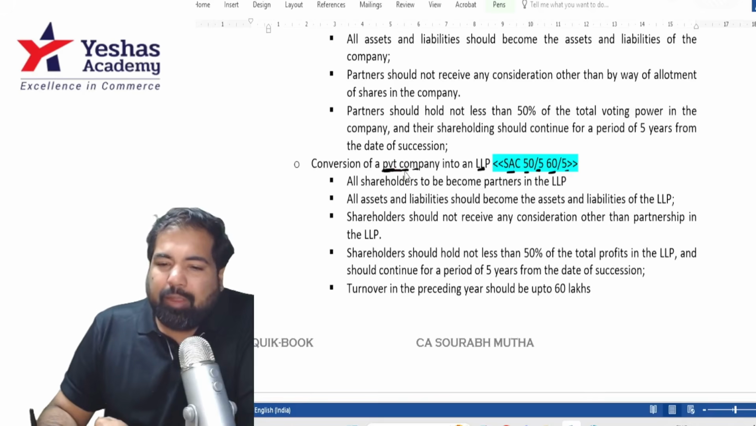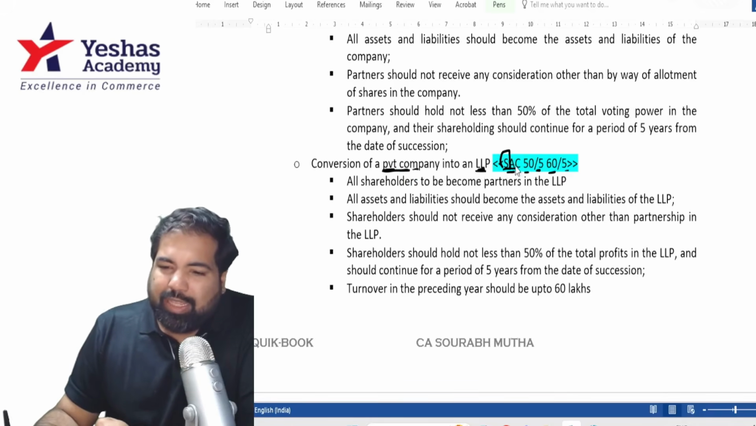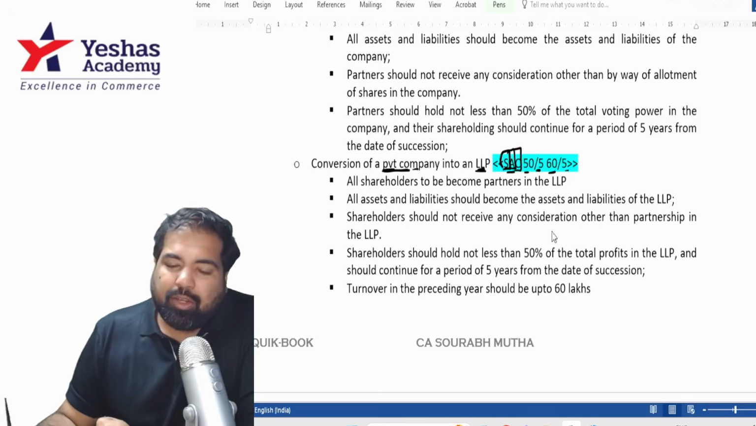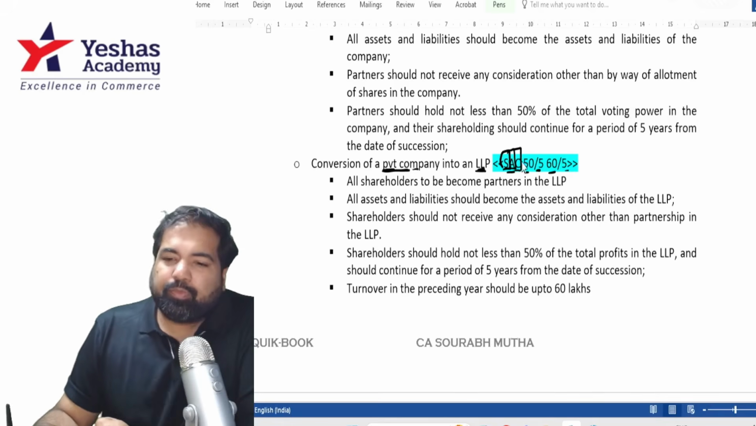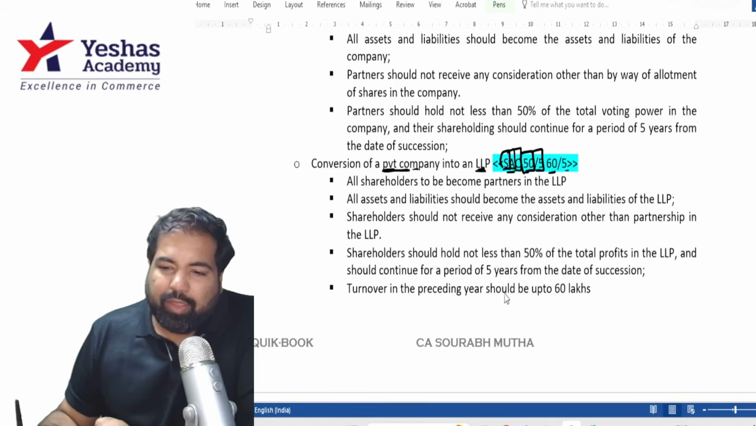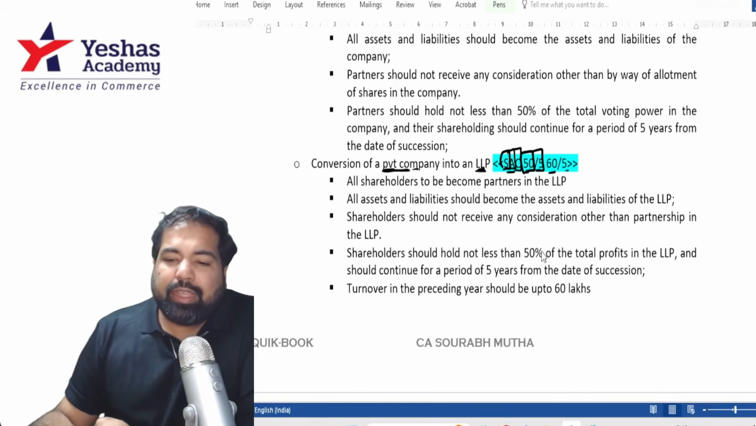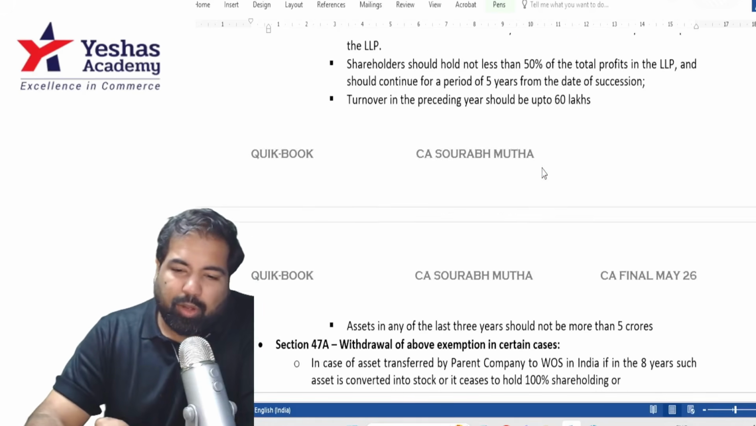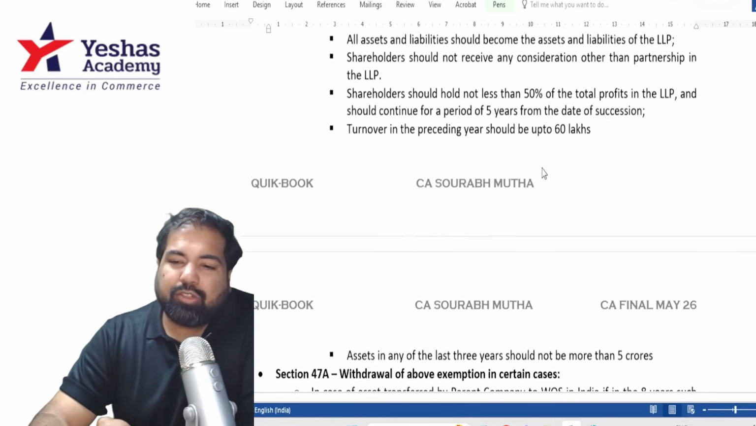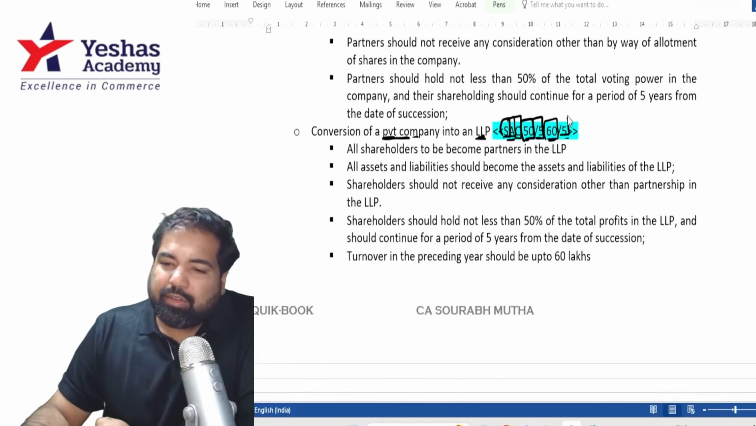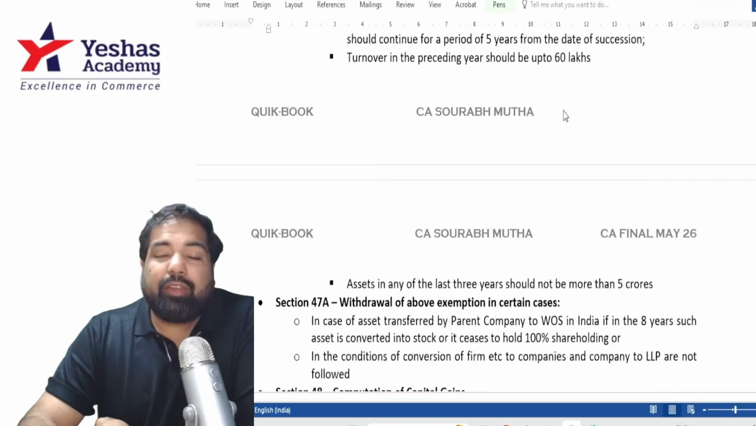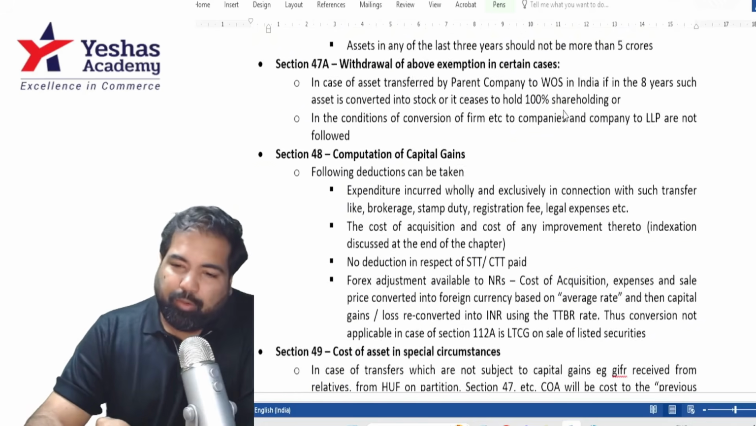First, in the private company, whoever are the shareholders should now become partners in this LLP. All the assets and liabilities should be transferred. They should not get any consideration in the partnership firm other than the profit sharing ratio. They should hold at least 50% of the profits, which they should hold for at least 5 years. And the turnover in the preceding year of this company should not be more than 60 lakh. That means it should be a small company. And the assets in the last 3 years should not be more than 5 crores. Guys, if these conditions are fulfilled, then we'll assume the intention was never to make profit.